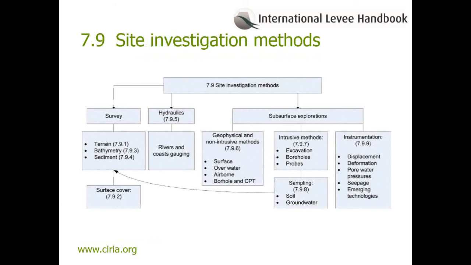Section 7.9 deals with site investigation. This section covers the processes by which data can be gathered. The flowchart for this section shows that it covers surface information on the left through survey, terrain, bathymetry, hydraulic gauging methods, and subsurface information through geophysics, intrusive investigation, and instrumentation.